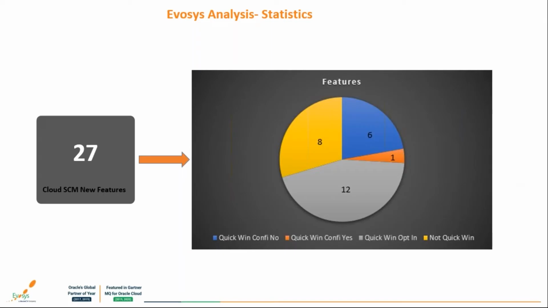Yeah. So basically, Oracle provides 27 features and we bifurcated them into 4 segments. The first segment is quick win, configuration no. Quick win means it's easier for you, and Hardik already told you regarding that. The second segment is quick win, configuration yes. The third segment is quick win, opt in, and the last but not least, no quick win.